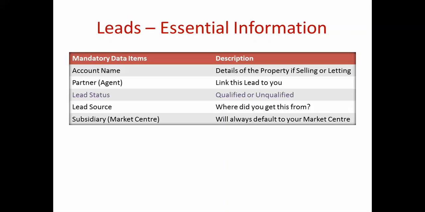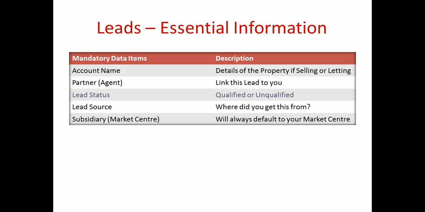There are certain pieces of information that Netsuite requires you to enter against a lead. These are set to mandatory fields and have an asterisk against the field name. Firstly, the account name. This is the name of the customer, the person, people, or legal entity who, if they became a customer, you would invoice. Try and get this right, but there is no issue with adjusting it later. Secondly, the partner or agent name. This ensures that this lead is linked to you and can't be seen by other agents.